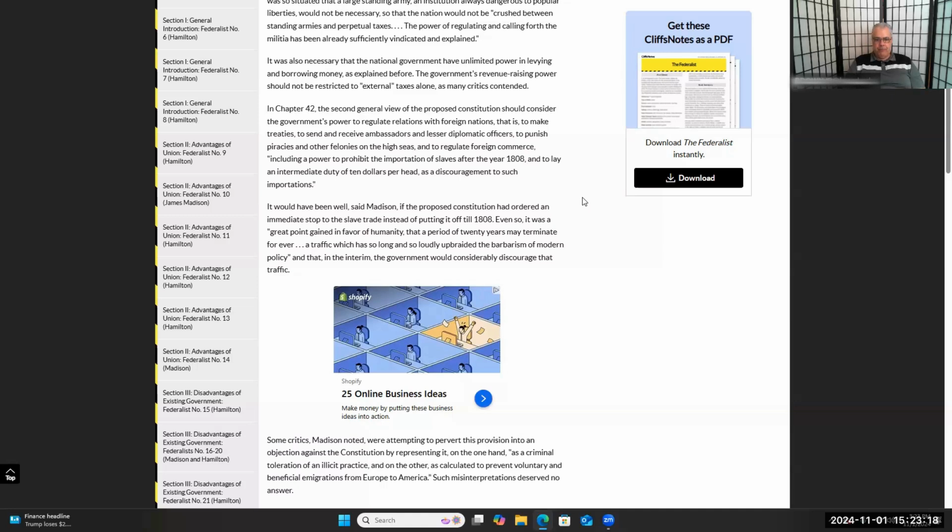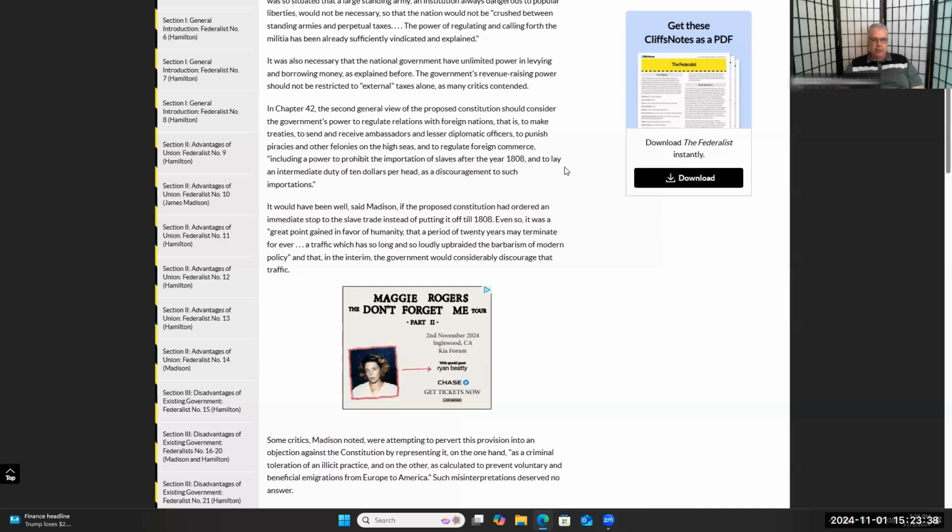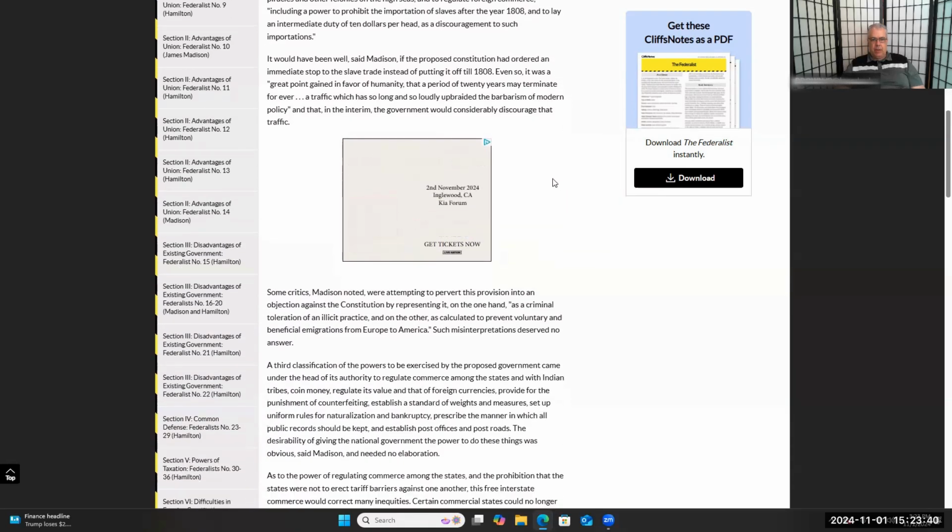To the shores of Tripoli, you know, and the Barbary pirates. Regulate foreign commerce, including a power to prohibit the importation of slaves after the year 1808, and to lay an intermediate duty of $10 per head as discouragement to such importations. It would have been well, said Madison, if the proposed Constitution had ordered an immediate stop to the slave trade instead of putting it off until 1808, and that's what went on.